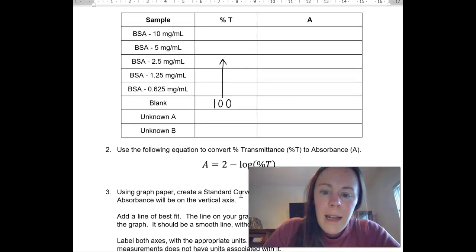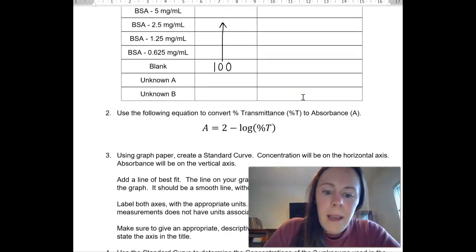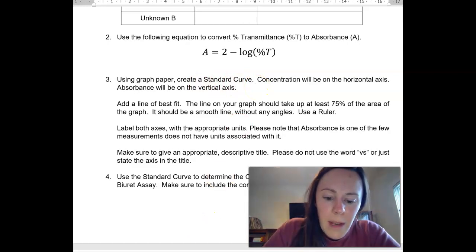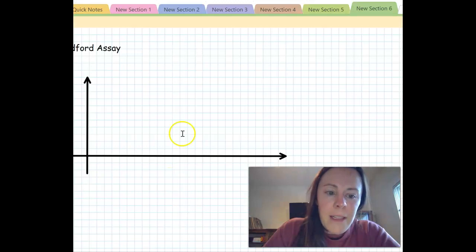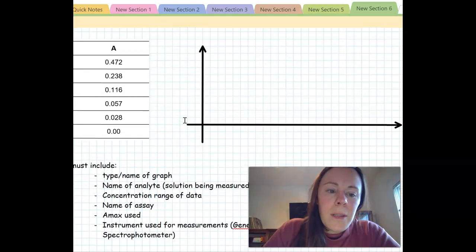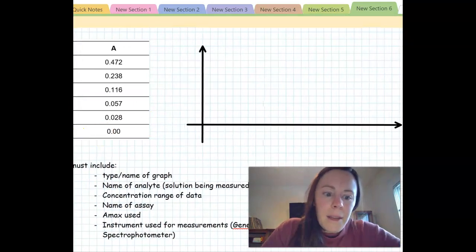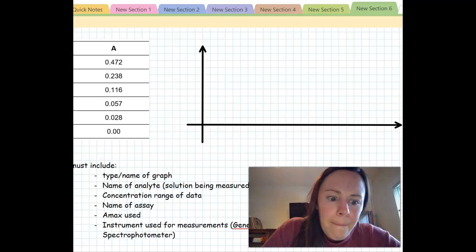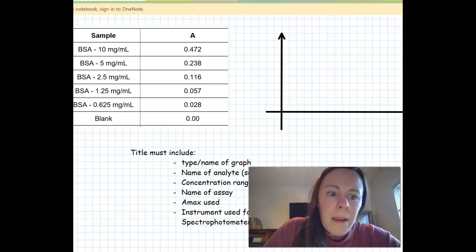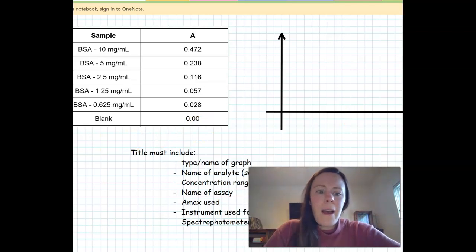After you collect the data in the table, you're going to calculate absorbance, and then you're going to create a graph that's called a standard curve, where concentration is on the x-axis and absorbance is on the y-axis. Okay? So part of this exercise is practicing graphing data. So once you have your data, you need to make a graph.